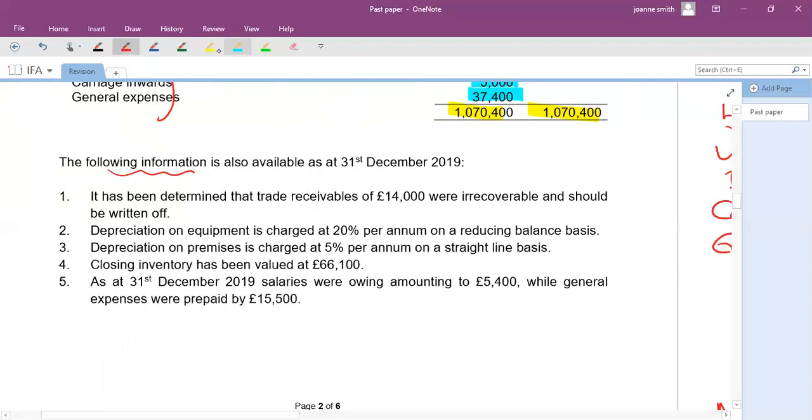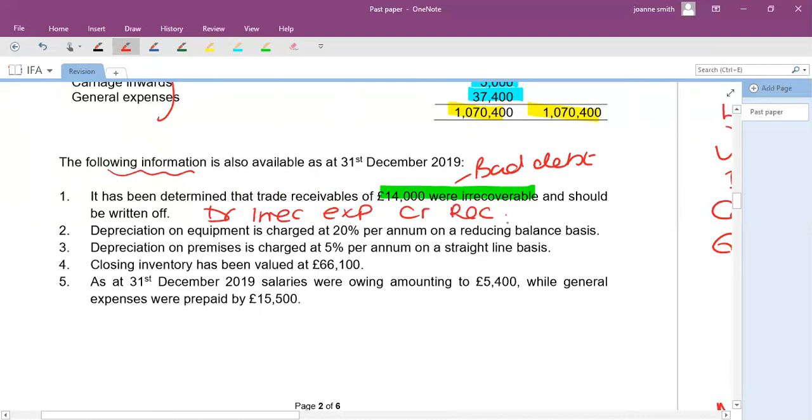The first one there says that we've got some trade receivables which are irrecoverable and need to be written off. Basically, that means you've got a bad debt. So some of the money that your customers owe you, you're not going to get from them, and it's going to end up being a bad debt. Now, if we were doing the double entry, we would debit the irrecoverable debt expense and we would credit the receivables.